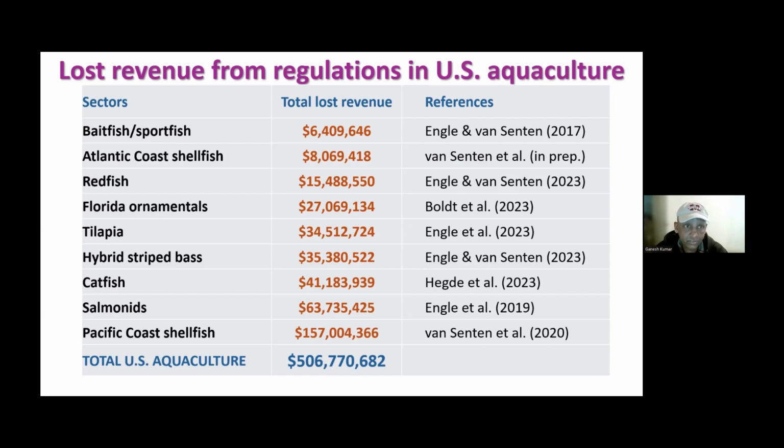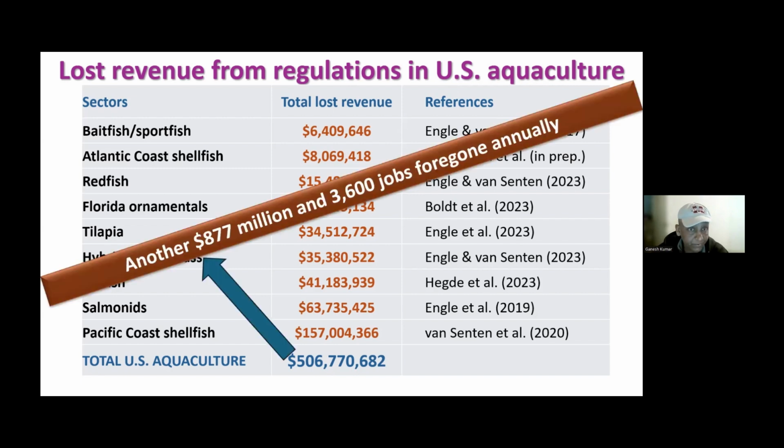Our surveys, as I already showed, with multiple species and multiple sectors put together, quantified about 506 million. The lost revenue from regulations in U.S. aquaculture is about $506 million. If we find out the economic impact of this particular lost revenue, it alone represents about $877 million, and foregone jobs of close to about 3,700 jobs annually. So these are annual numbers that are lost, or not being there because of regulations.